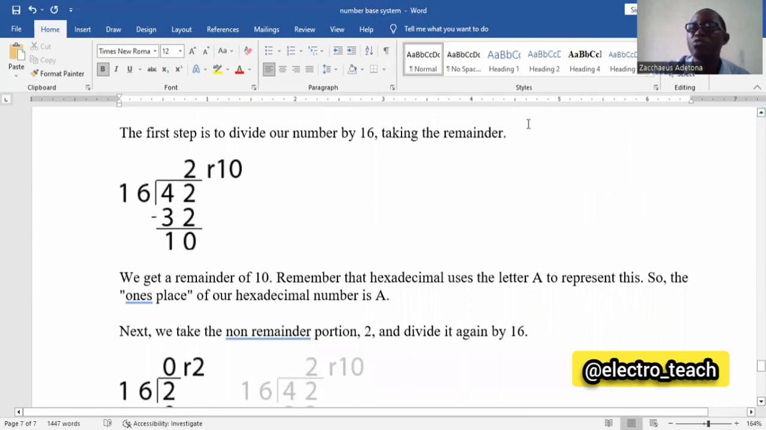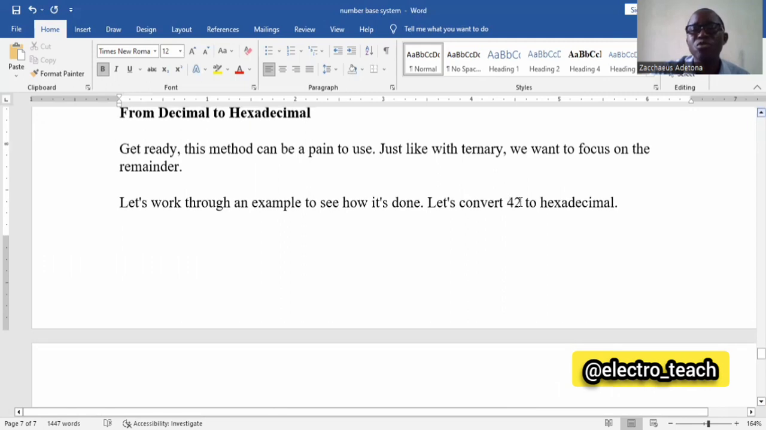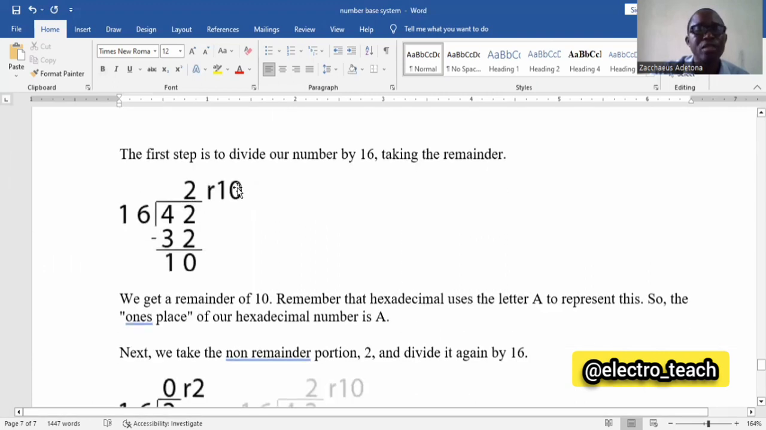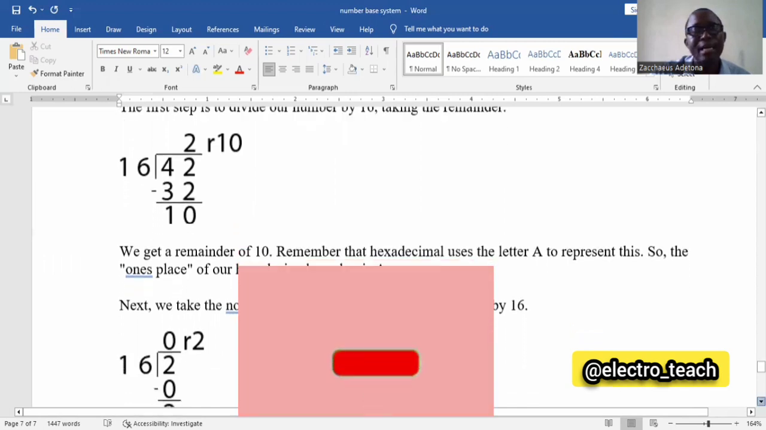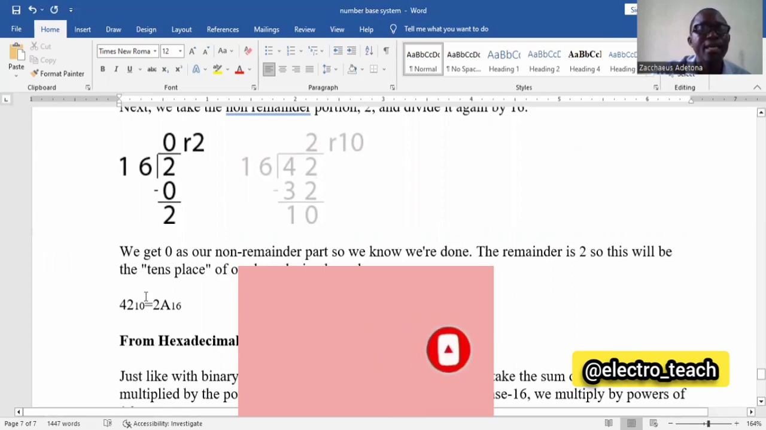The question is to convert 42 in base 10 to base 16. So we use 16 to divide it. The first remainder is 10. The second remainder is 2. And that 10 will be represented as A, and the second remainder is 2. Now, when we do that, we can write it as 42 base 10 is equal to 2A in base 16.